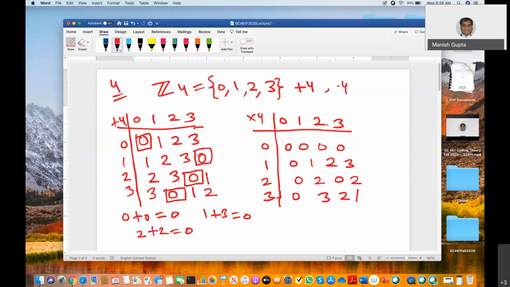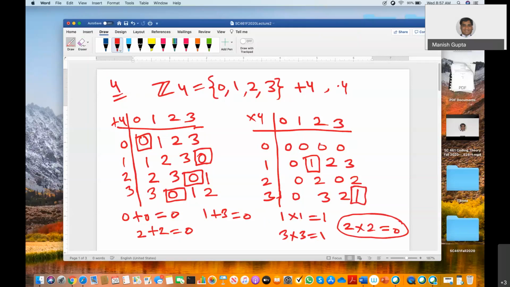With respect to addition, there is no problem. Now, if we go and try to look at the multiplicative identity here in the table, 1, there are only two ones here. So that says that 1 into 1 is 1. 3 into 3 is 1. But if you look at 2, 2 into 2 is 0.